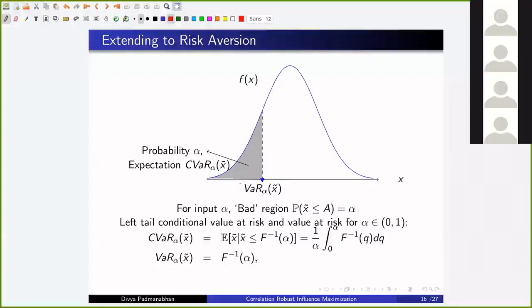Expectation is something that people understand very well. Now, I just want to tell something about this concept of risk aversion, where we use these kind of metrics like conditional value at risk and value at risk. These are metrics which are pretty much well studied in finance and insurance, those kind of domains.